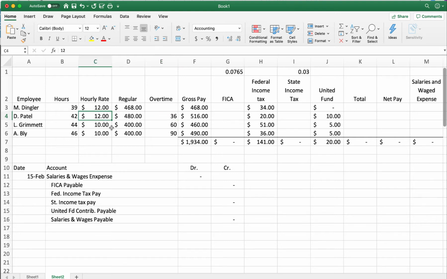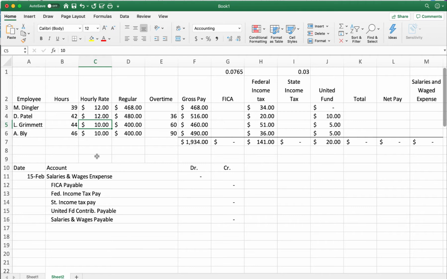Well, Patel's hourly rate is $12, right? Anything that Patel works over 40 hours, Patel gets time and a half. So that means he's going to get 12 plus half of 12, which is 6, right?